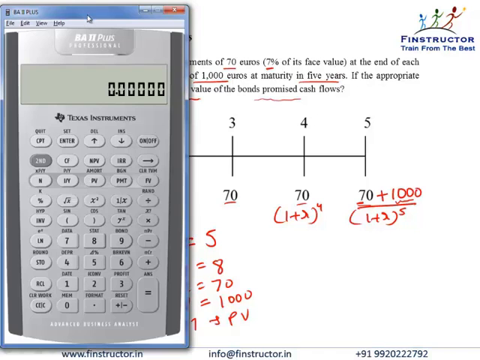So N is equal to 5. So press the button 5 and press N. I/Y is equal to 8. So press 8 and press I/Y. We need to compute PV, so ignore that.